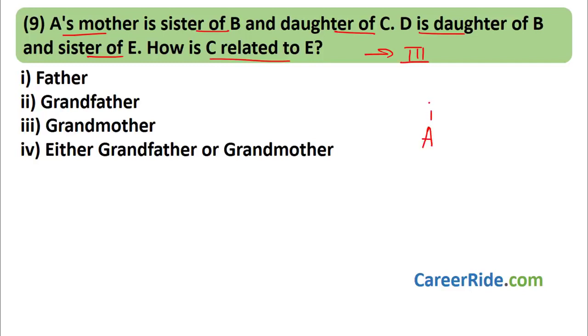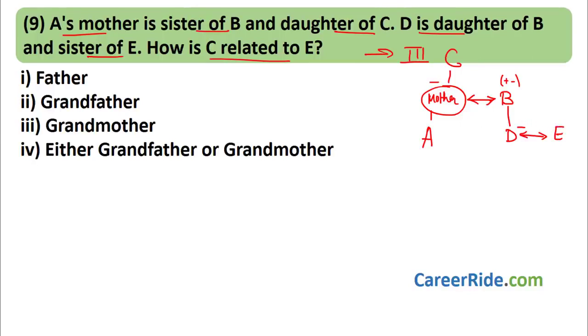A's mother, we do not know who the mother is, she is female, is the sister of B and daughter of C. C's daughter is this mother. The mother is sister of B. We do not know whether B is male or female. D is daughter of B and sister of E. So D is sister of E. How are C and E related?